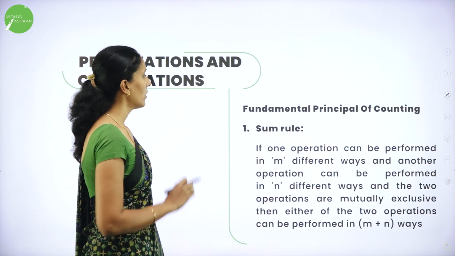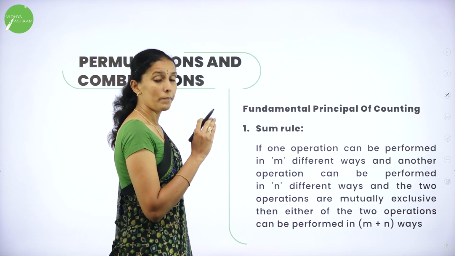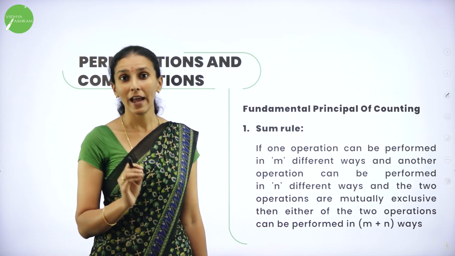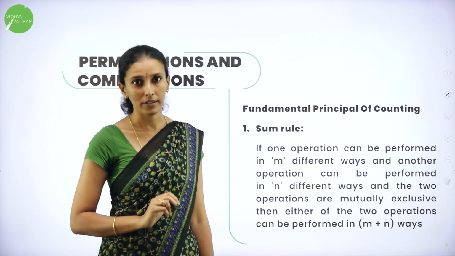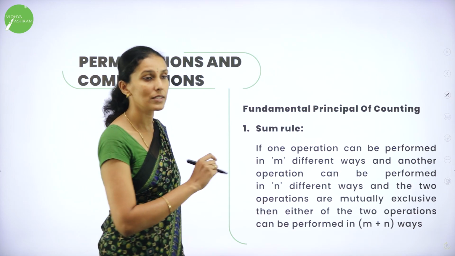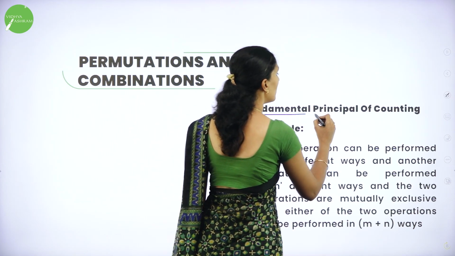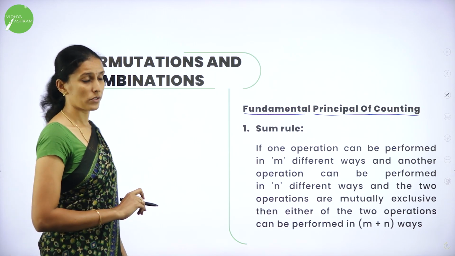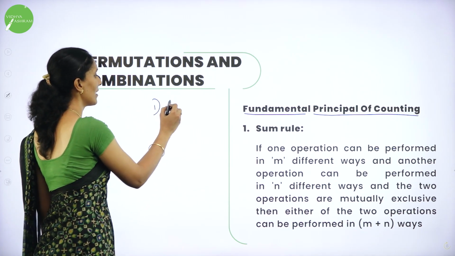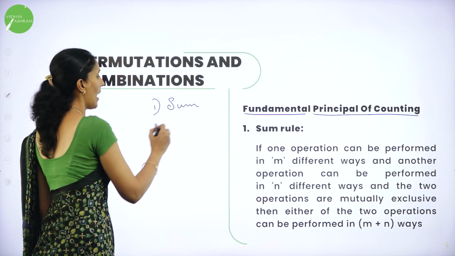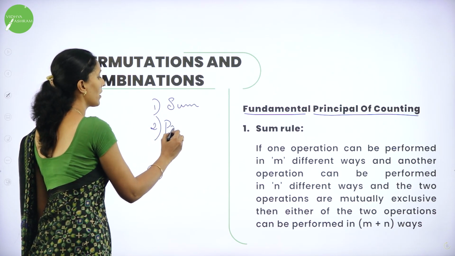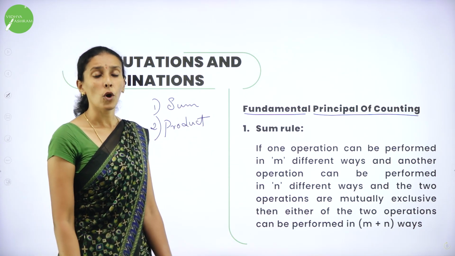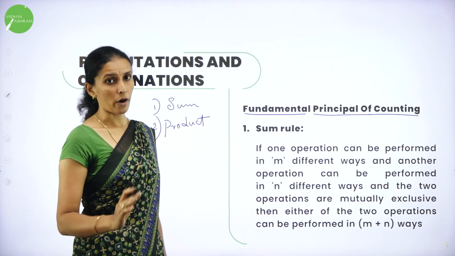So now as I said, before going to learning about permutations and combinations, we have to know two important concepts. That is, one is the fundamental principle of counting. Here we have two rules. The first one is the sum rule and the second one is the product rule. What do you mean by sum rule and product rule?